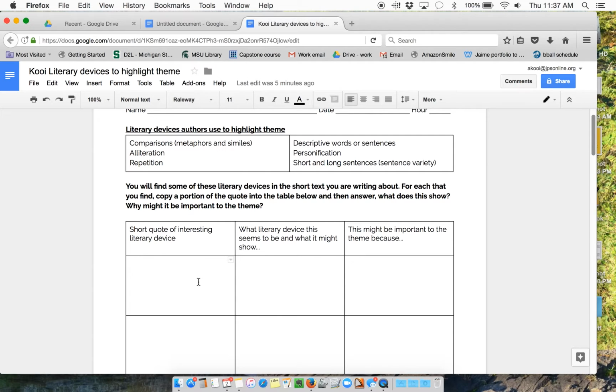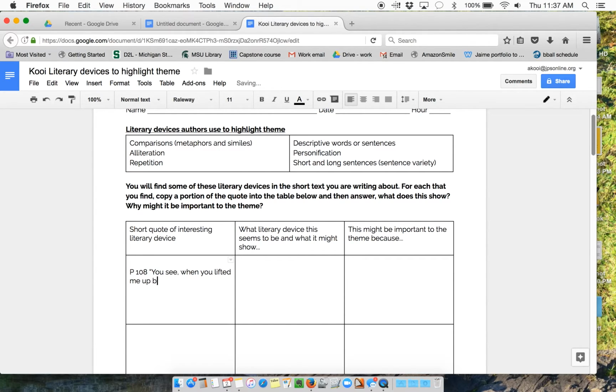So she said on page 108, "You see, when you lifted me up before, you said, 'You're very lovely.'"